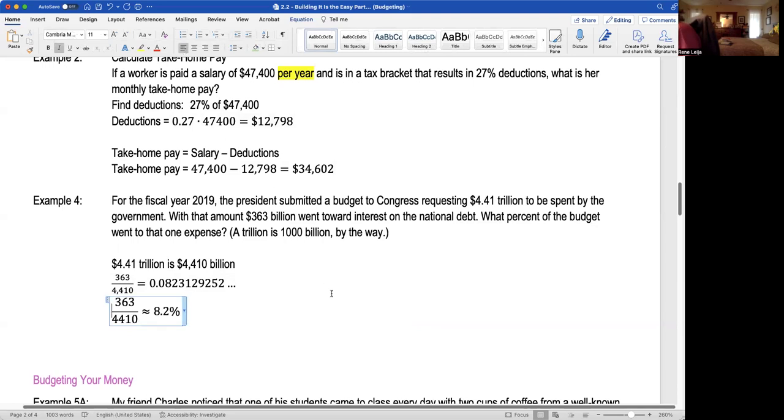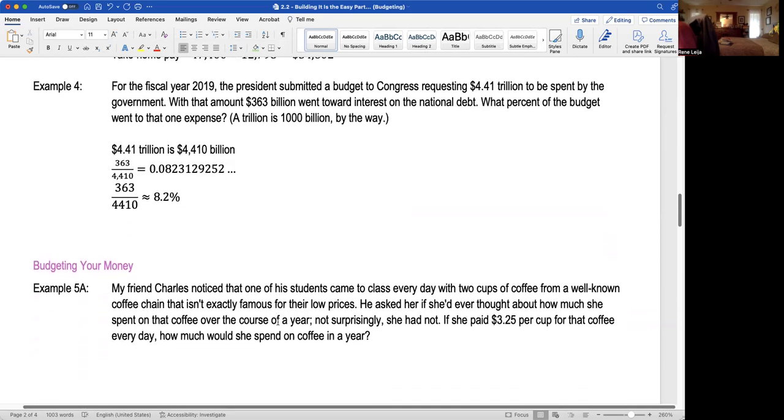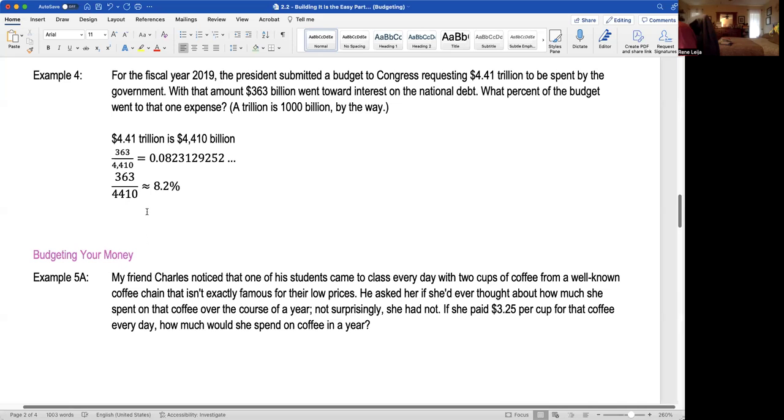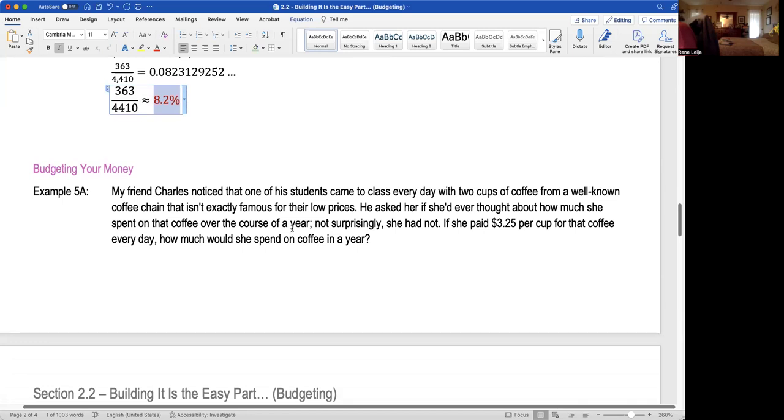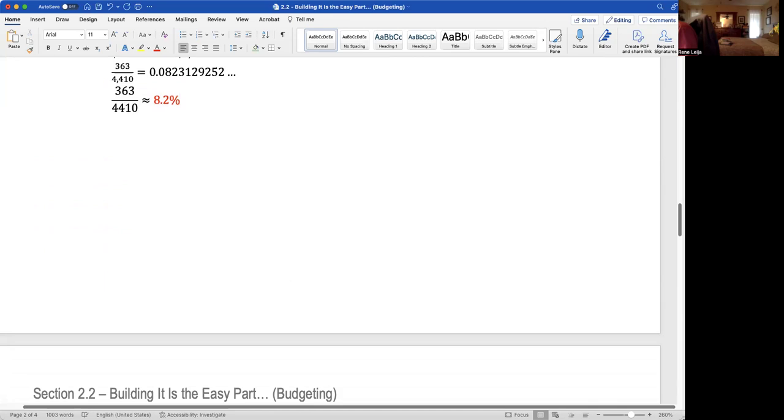So 8.2% went towards the budget. Okay, not very good, right? All right. Let me highlight this. That's the answer. All right. Now, budgeting your money. And let me go ahead and just move this down.